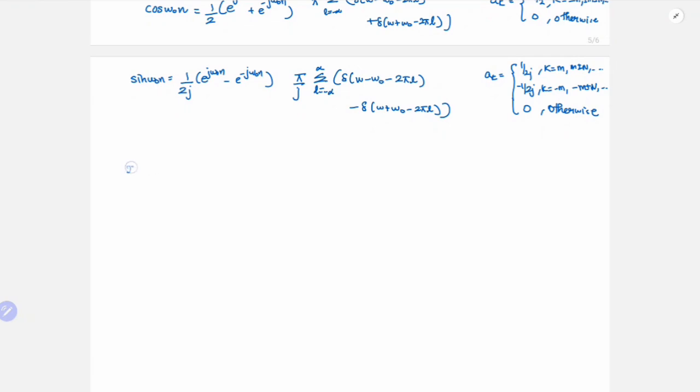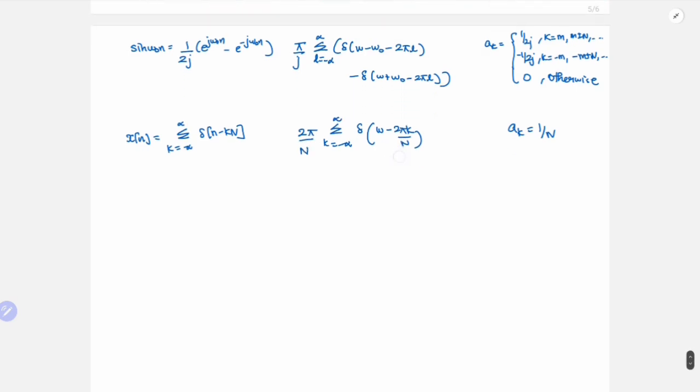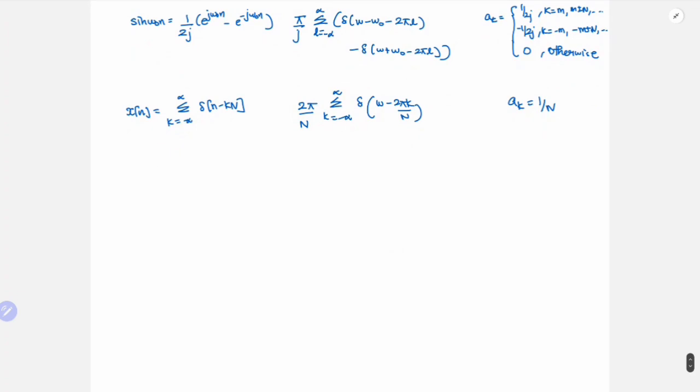So next, if you have a periodic impulse train given by summation k equal to minus infinity to infinity δ[n − kN], periodic in n, your a_k is going to be 1/N for all k, right? Then what will be your Fourier transform? It is going to be equal to 2π summation k equal to minus infinity to infinity δ(ω − 2πk/N), with a_k equal to 1/N. Since it is constant, I can take it outside.